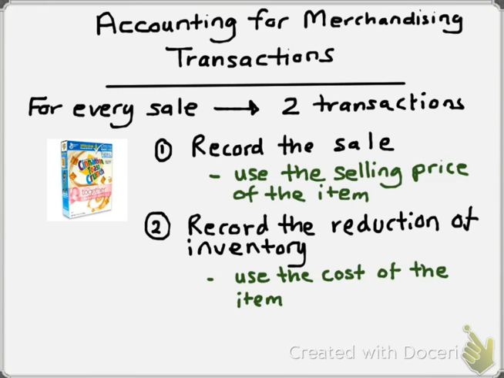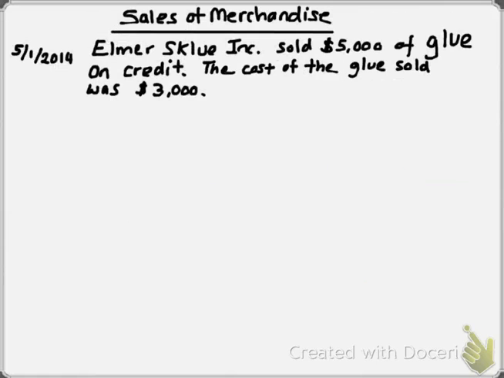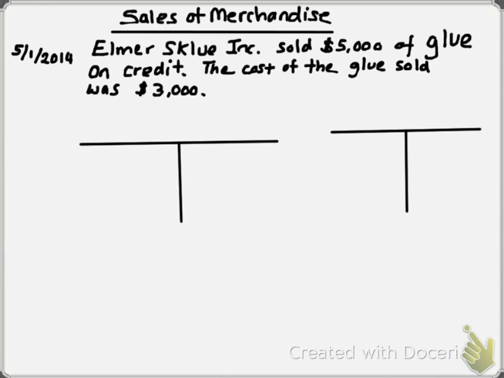Let's take a look at some examples next. First, let's take a look at the sale. On May 1st of 2014, Elmer's Glue Inc. sold $5,000 of glue on credit. The cost of the glue sold was $3,000. Remember, for every sale, there are two transactions we need to record. The first transaction is the sale. How much did they sell it for? They sold it for $5,000.